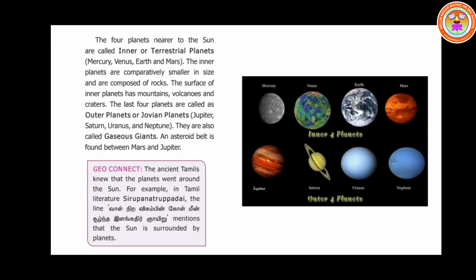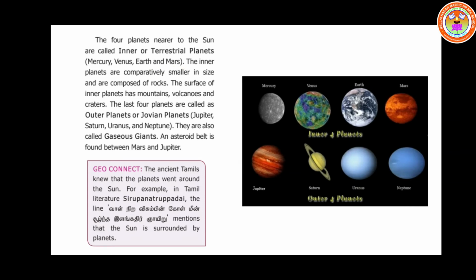Now let us go to study about the inner planets and outer planets. The 4 planets nearer to the sun are called inner or terrestrial planets. Which are the 4 planets nearer to the sun? Yes, they are Mercury, Venus, Earth, and Mars. These 4 planets are called inner planets, children.